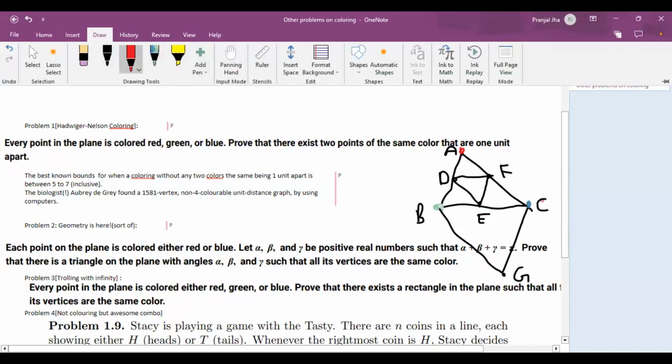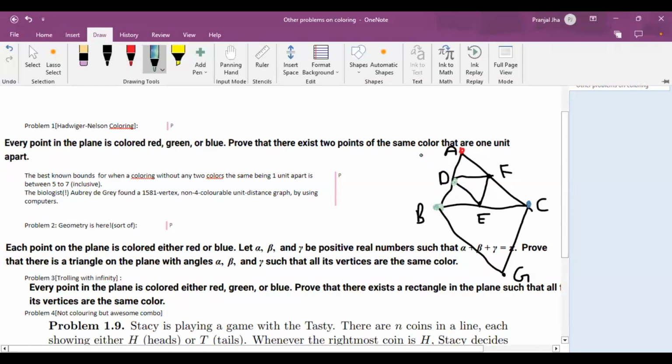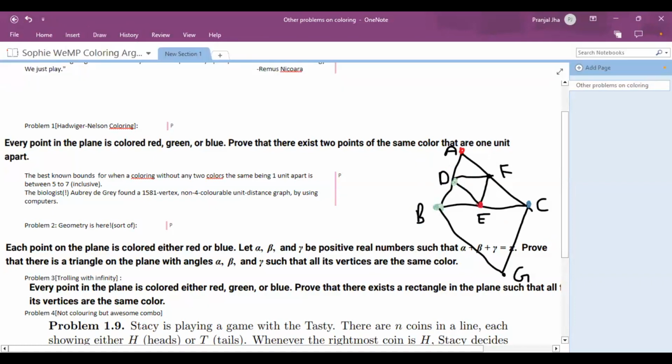Yes. So if both of these are red, then we have a monochromatic red triangle, which has angles alpha, beta, and gamma. So that's a contradiction. So one of these has to be blue. So without loss of generality, D is blue. So if D is blue, then triangle BDE is also similar to triangle ABC and has angles alpha, beta, and gamma. So if E is blue, then that's a contradiction because you would have a monochromatic triangle with angles alpha, beta, and gamma. So E has to be red.